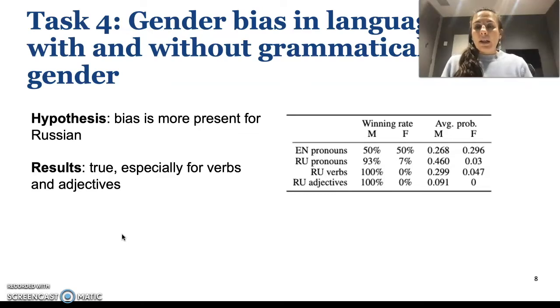And in English, there was no strong preference between choosing female and masculine form. For many professions, it was 50-50. For Russian, there was high preference in choosing masculine forms. It was over 90% of forms for pronouns and 100% of forms for verbs and adjectives were marked as masculine. And we suppose it's just because in Russian we mark all words for gender, and masculine gender is just more present.